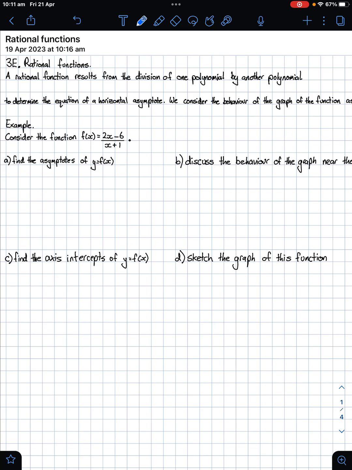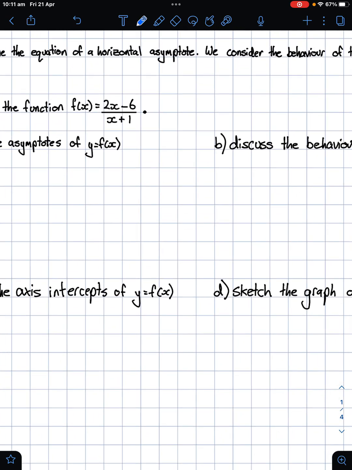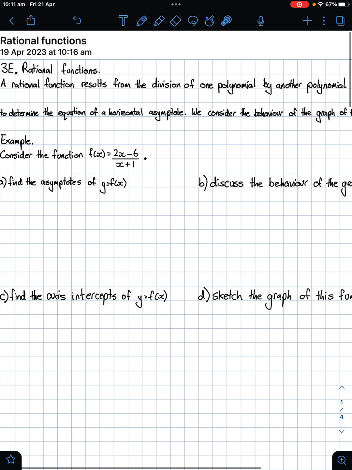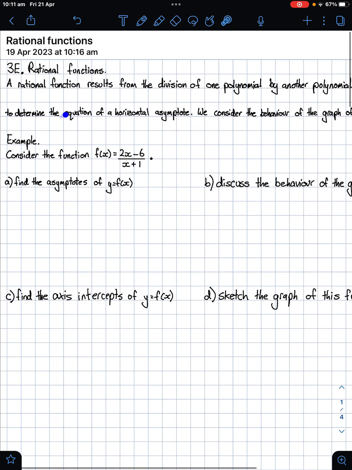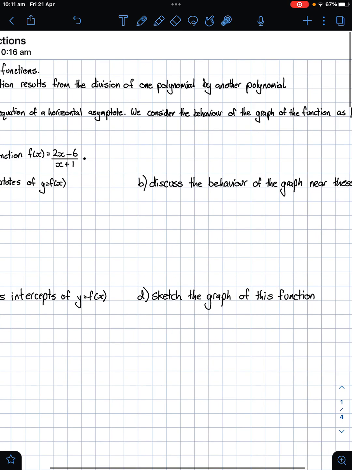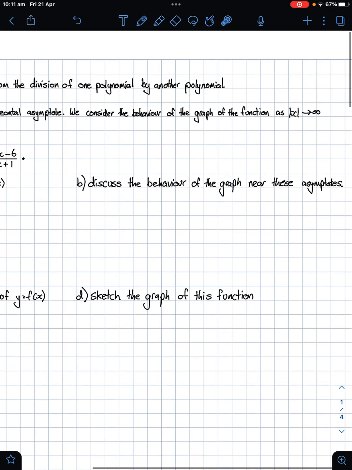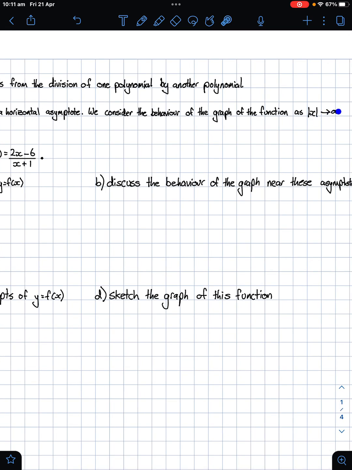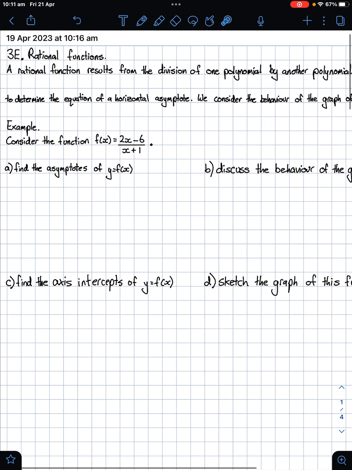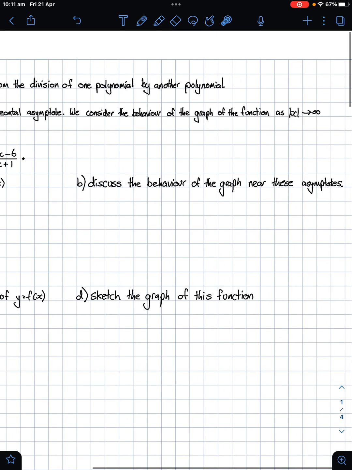All right, so we're looking at rational functions here. The definition of a rational function is that it results from the division of one polynomial by another polynomial. To determine the equation of a horizontal asymptote, we consider the behavior of the graph of the function as the absolute value of x approaches infinity. So this is talking about as x approaches positive infinity or negative infinity.